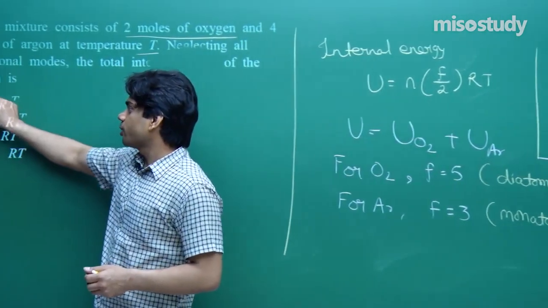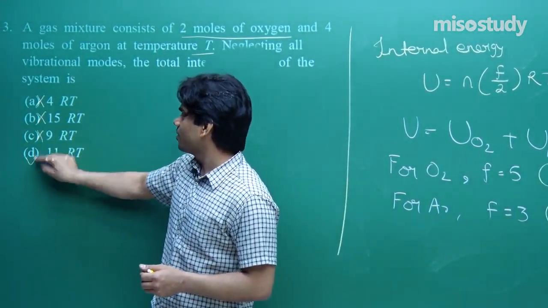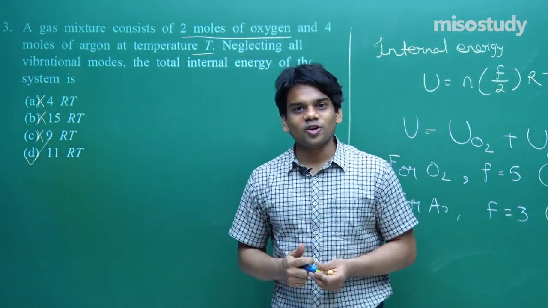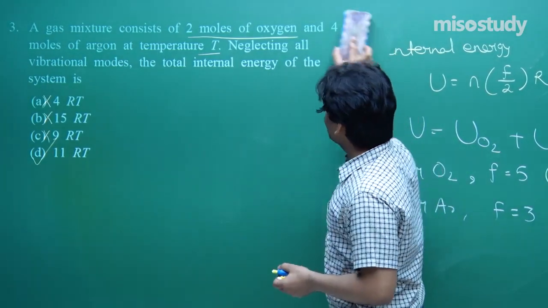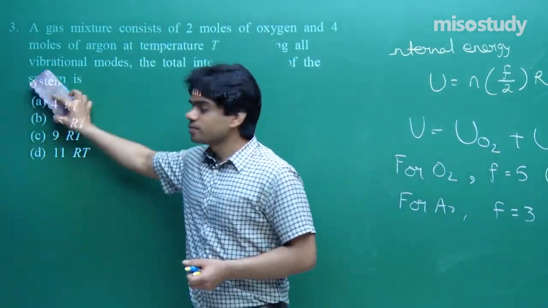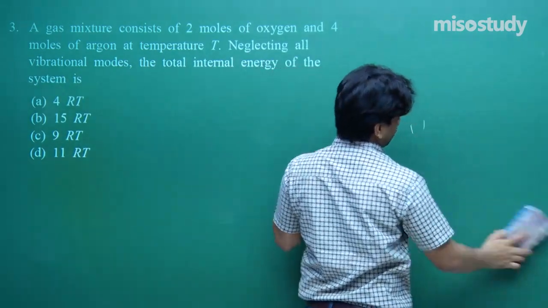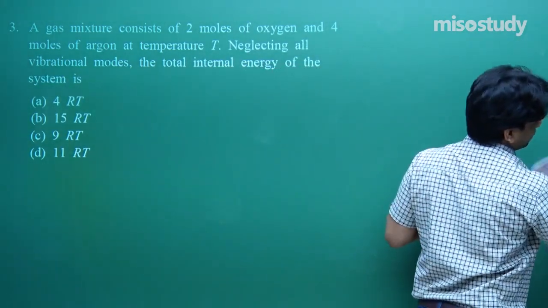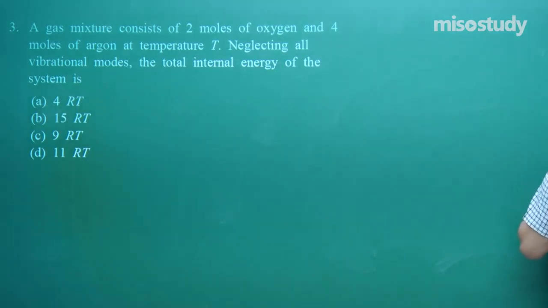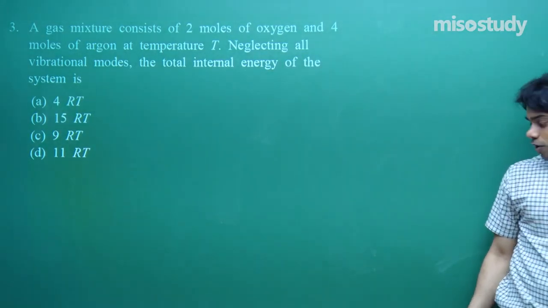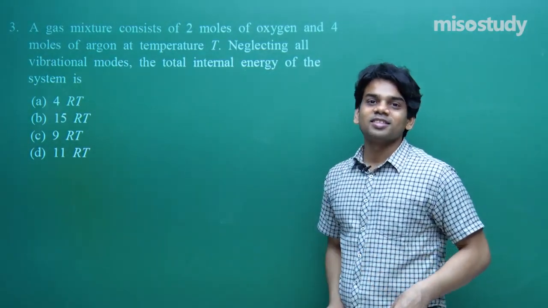So let's check the options. Option A, 4 RT, no. B, 15 RT, no. C, 9 RT, no. And D, 11 RT, yes. We reached this 11 RT. So if you know what formula is used for the internal energy of a gas, you can clearly answer this. Hope it won't be a problem for you in remembering all these basic simple formulae for all such concepts.